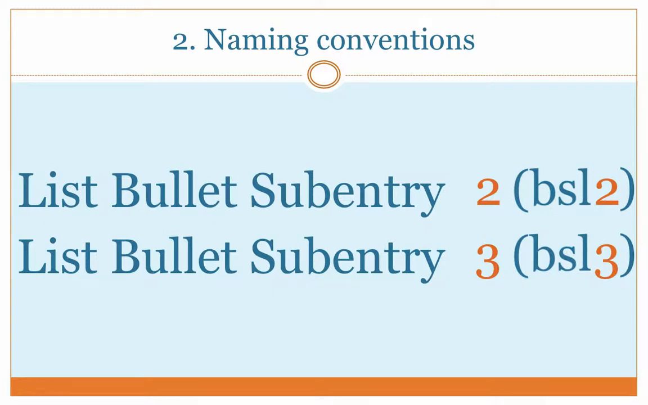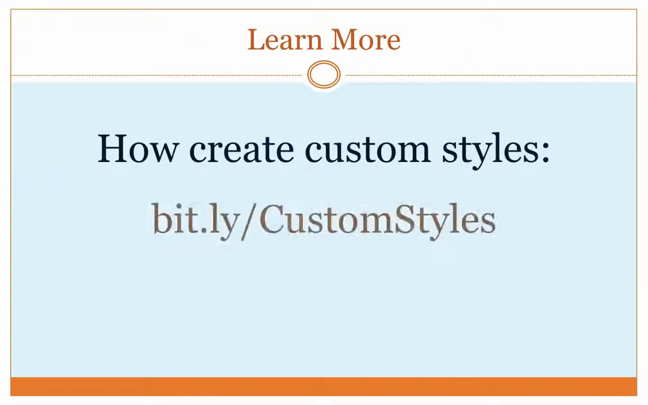And that's how you create custom styles when you're using the Macmillan template. For more information and written instructions, see the Confluence page here.